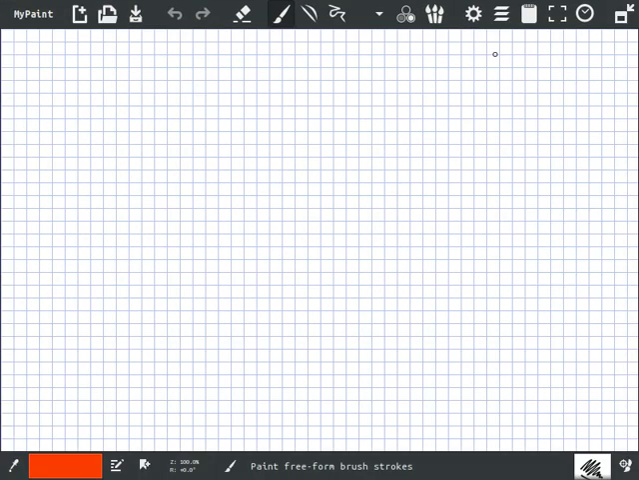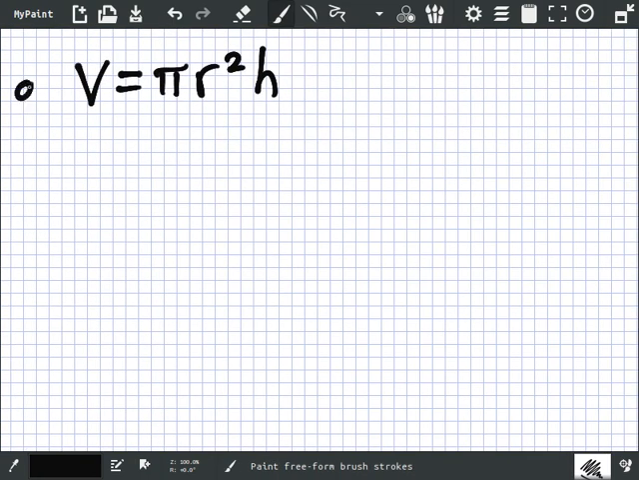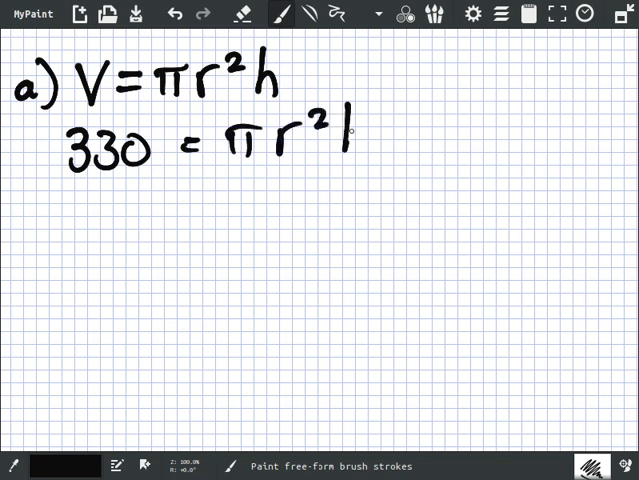Okay, so the first part is volume equals pi r squared h. That's part A. The volume is 330 equals pi r squared h. That's the answer for part A.